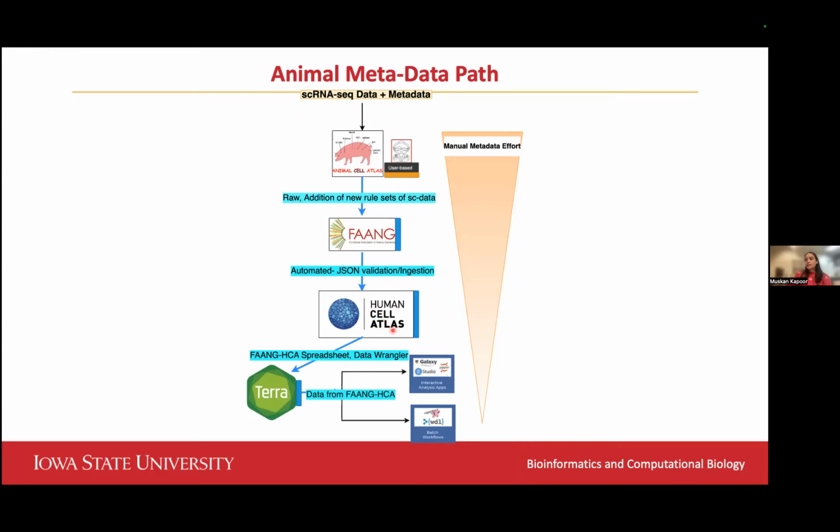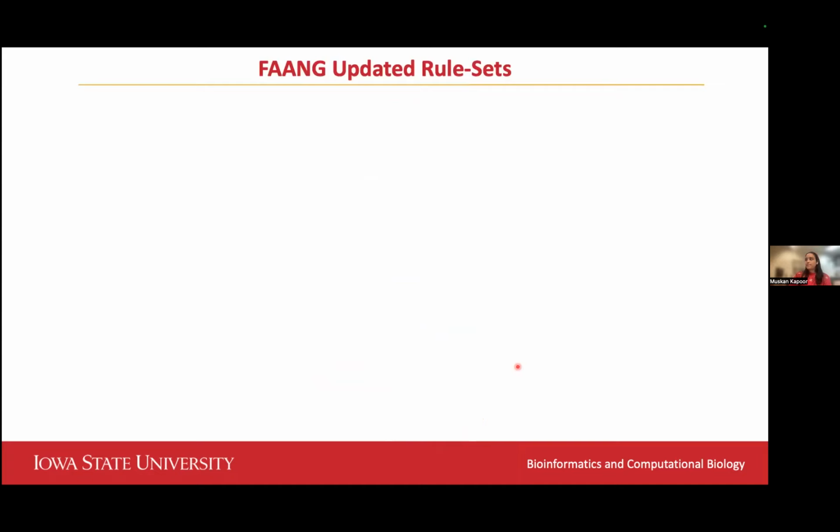From the HCA DCP ingestion service, the data goes to Terra, which is a computing environment, and new metadata tables were created. And either the data wrangler or the users can see their data in Terra. So from Terra, you can have the list of tools and analysis apps or standardized workflows to further analyze your data.